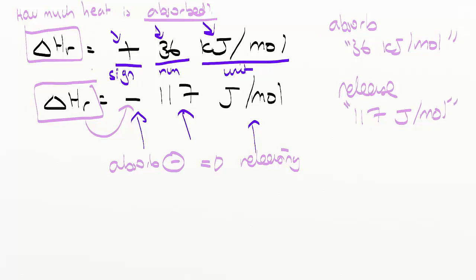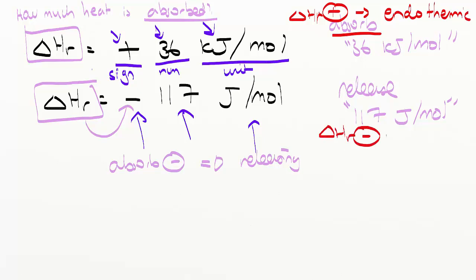So what's the main takeaway from this? What I want you to remember here is this. If delta HR is positive, like in the first example, that means the reaction is going to absorb energy, which means that this is going to be an endothermic reaction. Whereas if delta HR is negative, that means that it's going to release energy, and this is going to be an exothermic reaction. So with that, we'll see you in class.